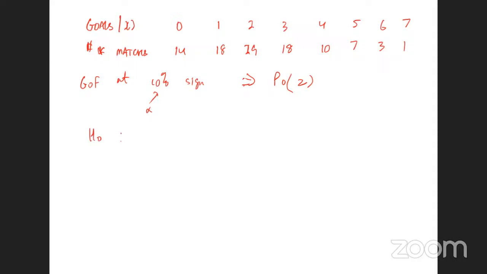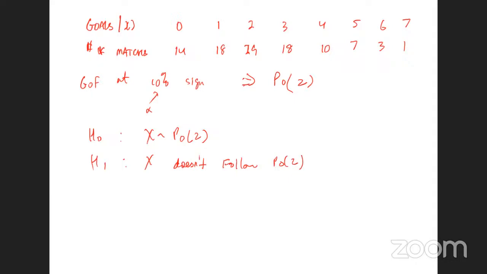H naught is that X follows a Poisson distribution. And your H1 is that it doesn't follow. Right? X doesn't follow a Poisson of parameter 2. Okay? So we need to work out a few things.